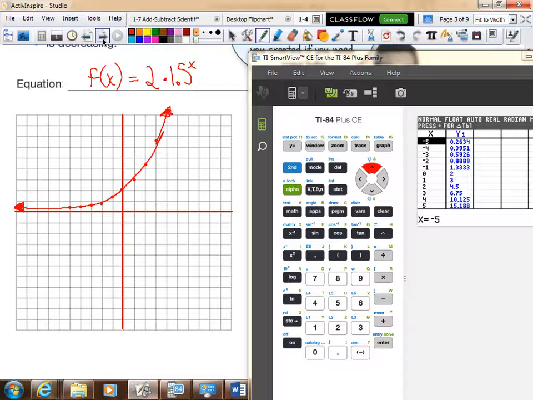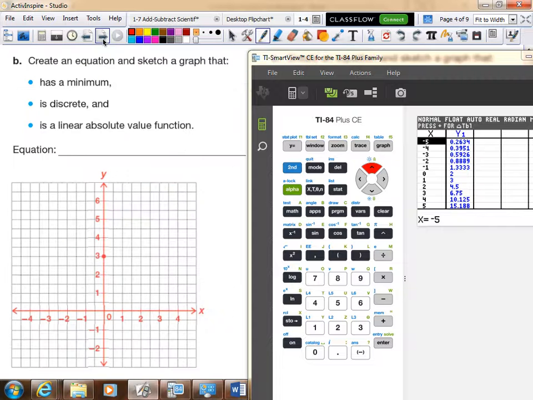Okay, so let's look at another one. Pause if you need to. All right, let's talk about an equation that has a minimum. So right now I'm thinking of either a quadratic or an absolute value. Is discrete, so that means I'm not going to connect my dots. And is linear absolute value. So that means that I'm going to make up an equation that has absolute value symbols in it.